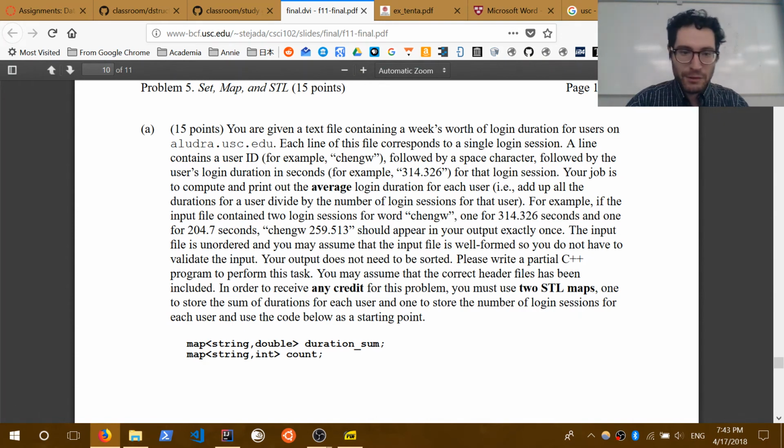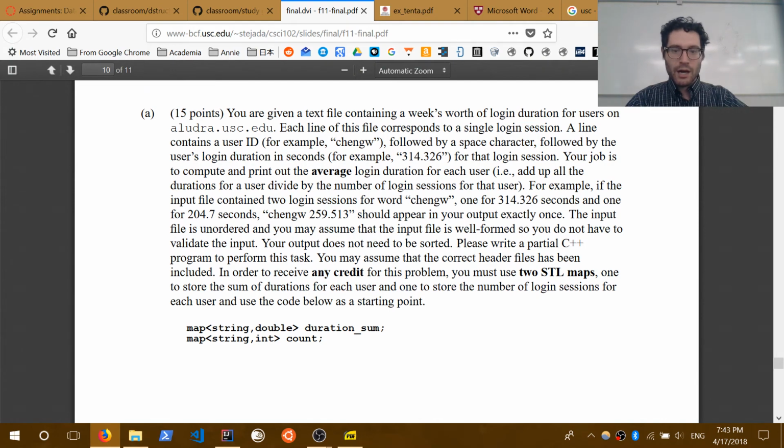Please write a partial C++ program, or you can do it in Java. You may assume the correct header files. In order to receive any credit, you must use 2 standard library maps, one to store the sum of the durations for each user, and one to store the number of login sessions for each user. All right, so we're using 2 maps here. They've given us kind of the answer here on how to do this.